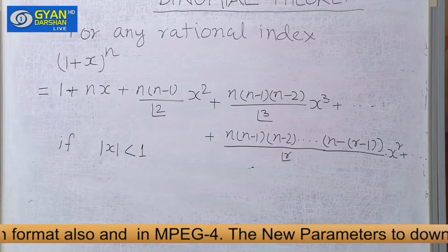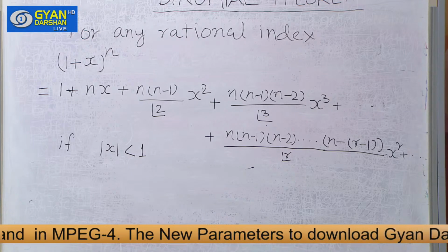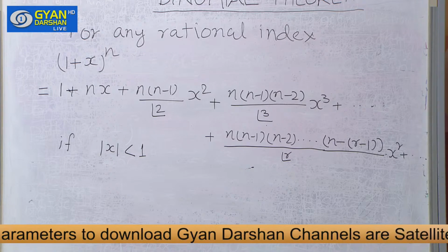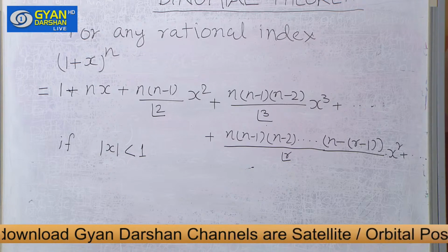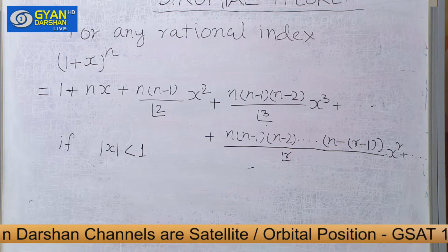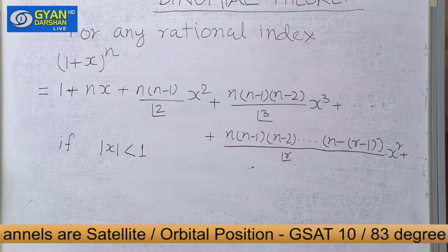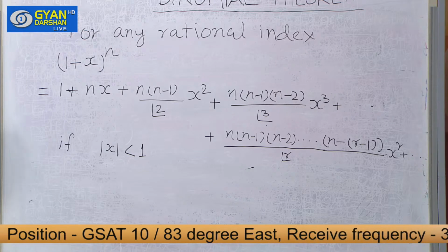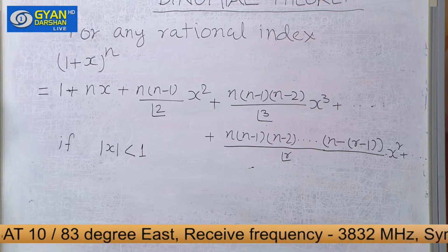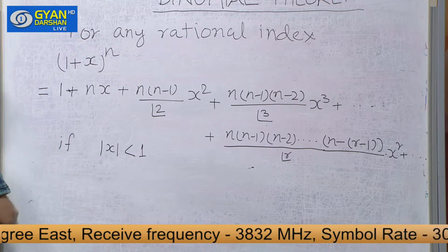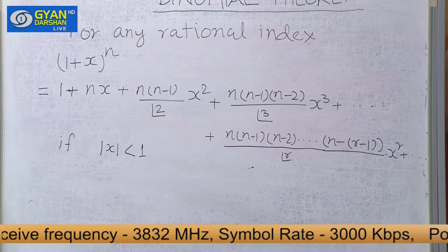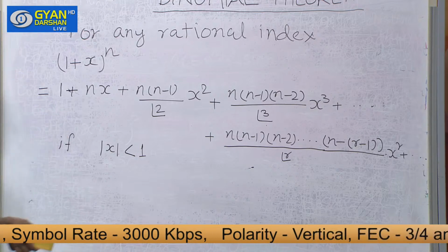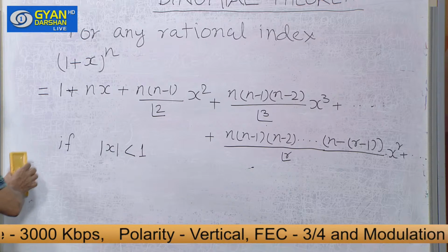So, this is the formula. Now, suppose that you have a binomial (a + b) to the power n for any rational index. So, what are you going to do?